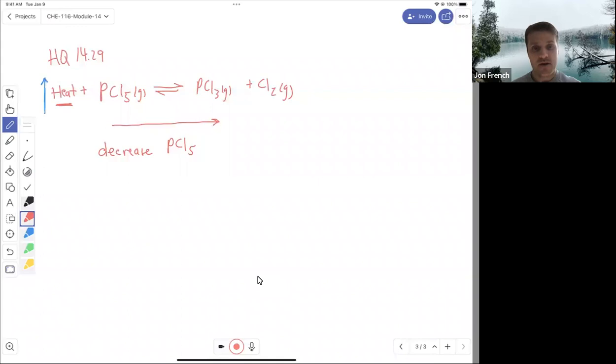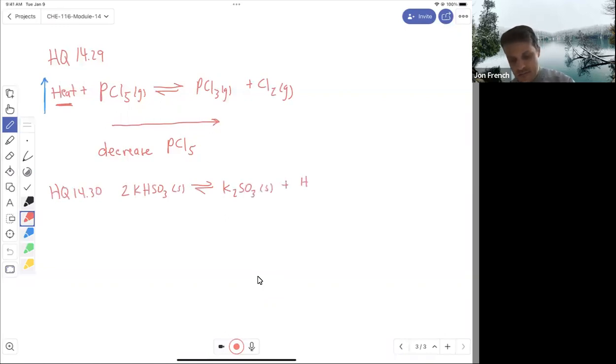Question 30 is related to that. It's also a Le Chatelier's principle question. And we've got this potassium hydrogen sulfite. It's a solid, and that reacts to form potassium sulfite, which is also a solid, and water, which is a gas, and sulfur dioxide, which is also a gas. So this is at equilibrium.